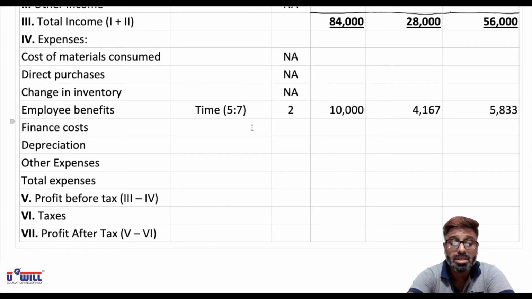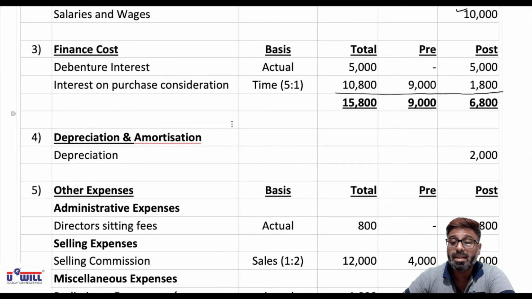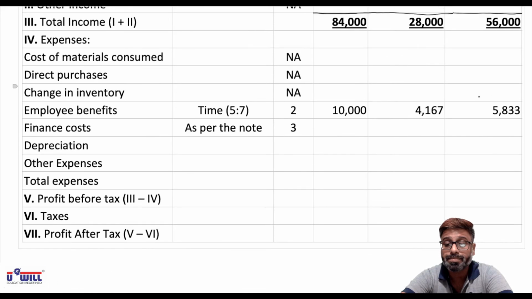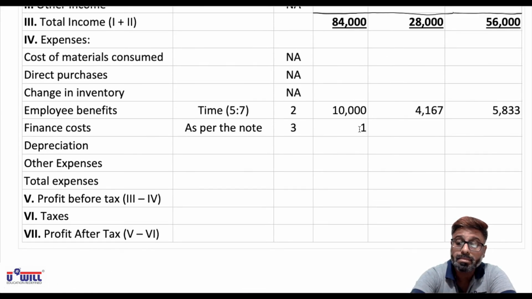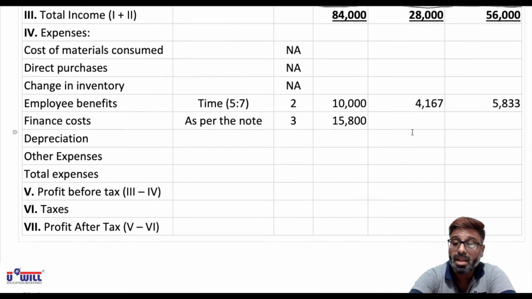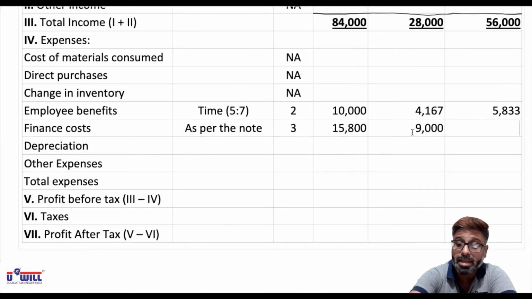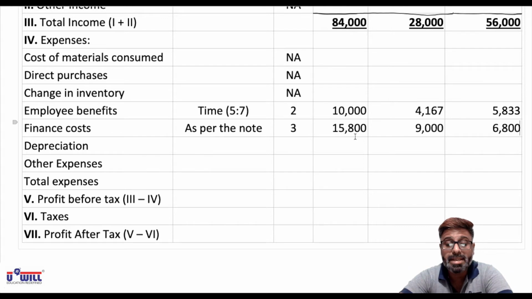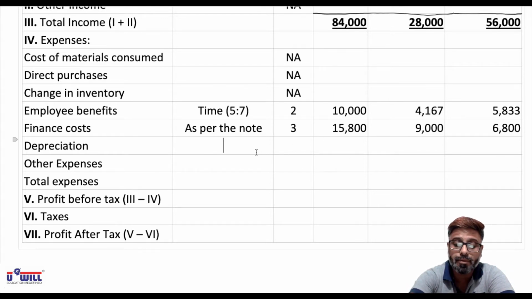Then finance cost as per the note. Because there are two different bases applicable, we have given the details in note number 3. Directly we'll write 15,800, 9,000 and 6,800. Total column 15,800, pre 9,000 and post 6,800.